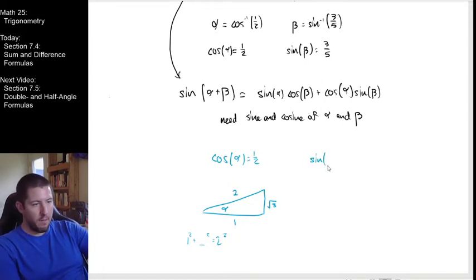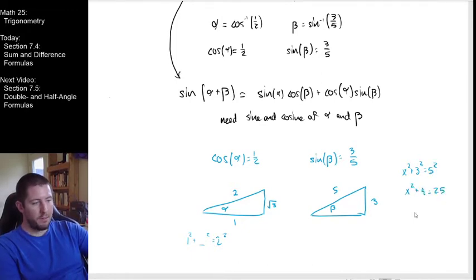So if I do sine of beta, that's 3/5. Sine is opposite over hypotenuse. This one actually takes a little bit of math. x squared plus 3 squared equals 5 squared. x squared plus 9 equals 25. Subtract 9 from both sides, we get 16. And so x is apparently 4. So this is a 3, 4, 5 triangle that we're working with right here.